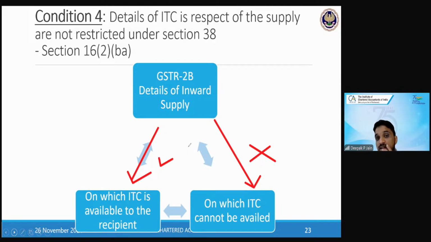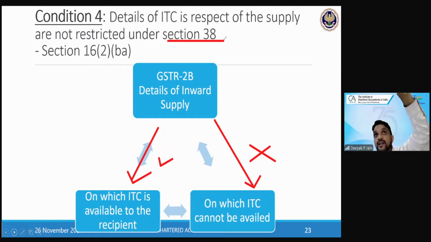So you have satisfied all other conditions. The supplier has paid the taxes, everything. But still, you will not be able to claim the credit, because Section 38 gives that embargo, saying that we are doubtful on certain suppliers. Whether they will pay the GST or not, we don't know.